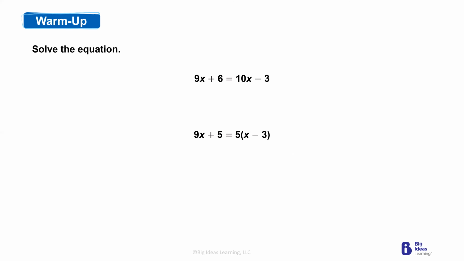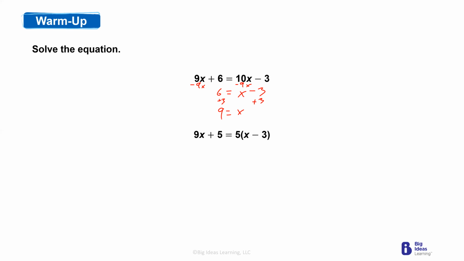Now, you can either show your steps in between. So I could say, all right, minus 9x, minus 9x. So we have 6 equals 1x, or just x minus 3. Now, once you have that, there's another step. What's the next step? Add 3 to both sides. Plus 3, plus 3. So we now have x equals 9. Now, that's our final answer for this one.